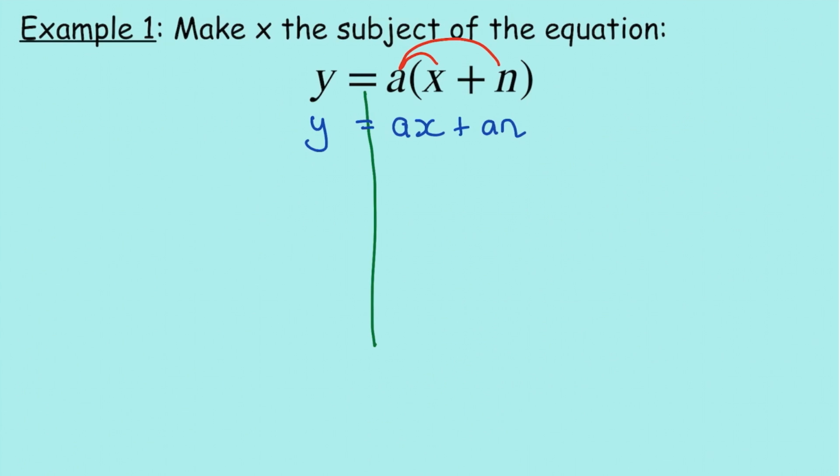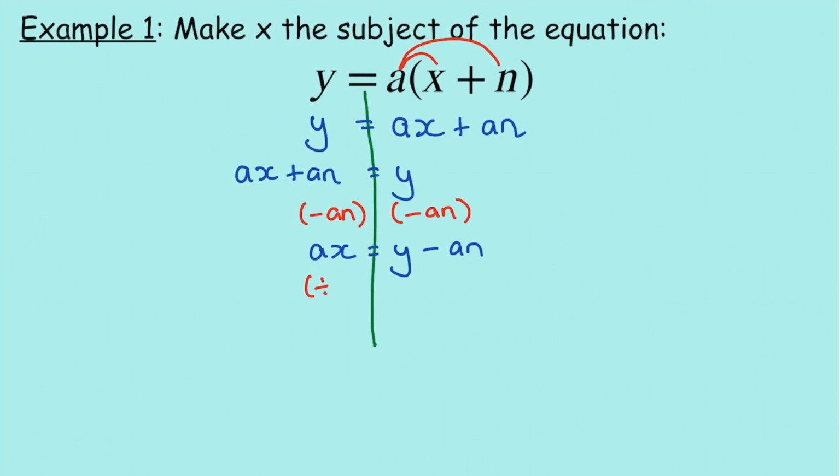The second thing that we're going to do here is just swap the equation around. So let's make it ax plus an is equal to y. Subtract an from both sides, minus an from both sides. So we've got ax is equal to y minus an. Then we're going to divide by a on both sides, because we've currently got x times a. So divide by a.